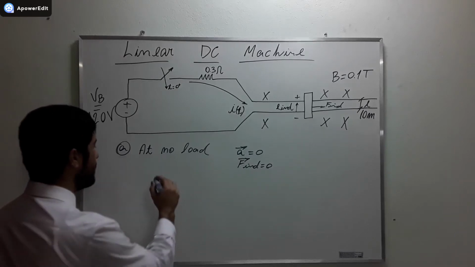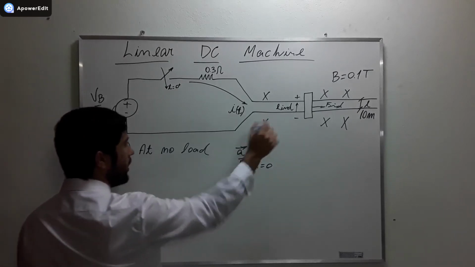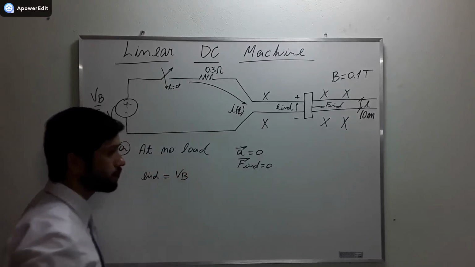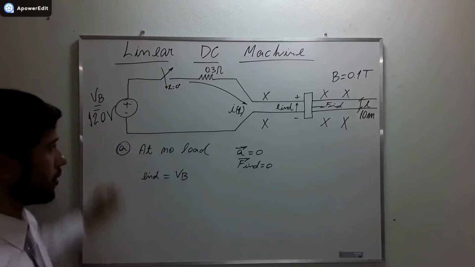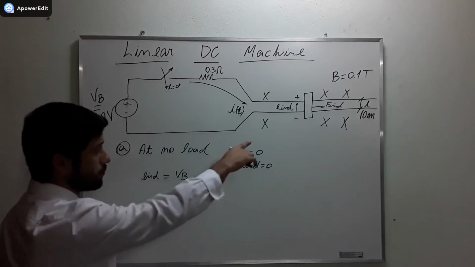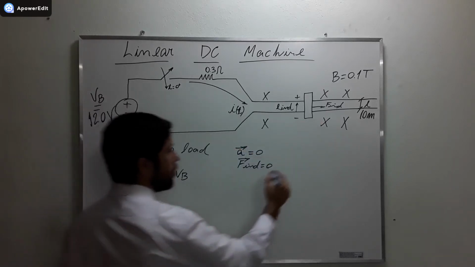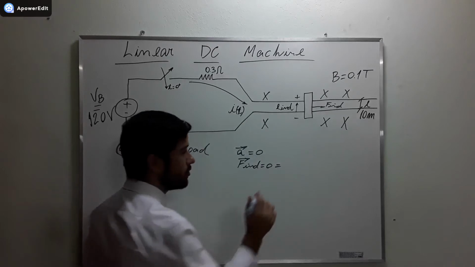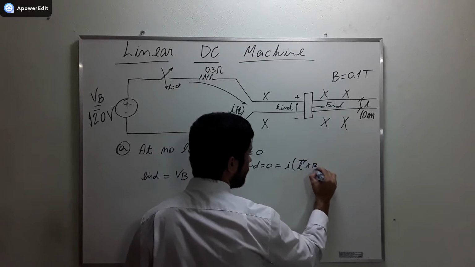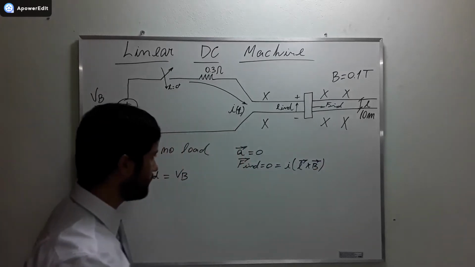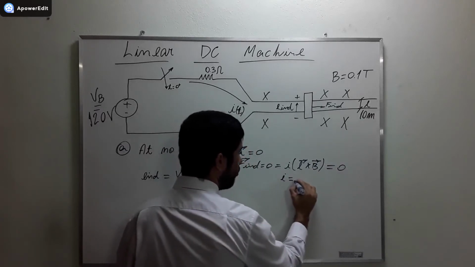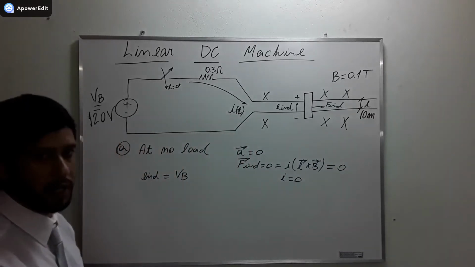We find that the induced voltage is going to be equal to the voltage of the battery. Why? Because it is not accelerating anymore. See that the law of induction says that this is equal to L cross B. Okay? If it is zero, then the current is also zero. The machine is not consuming current.